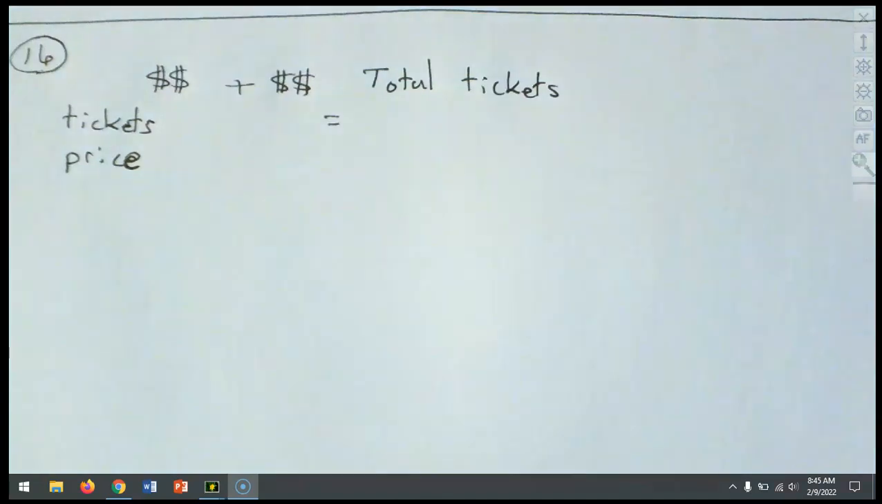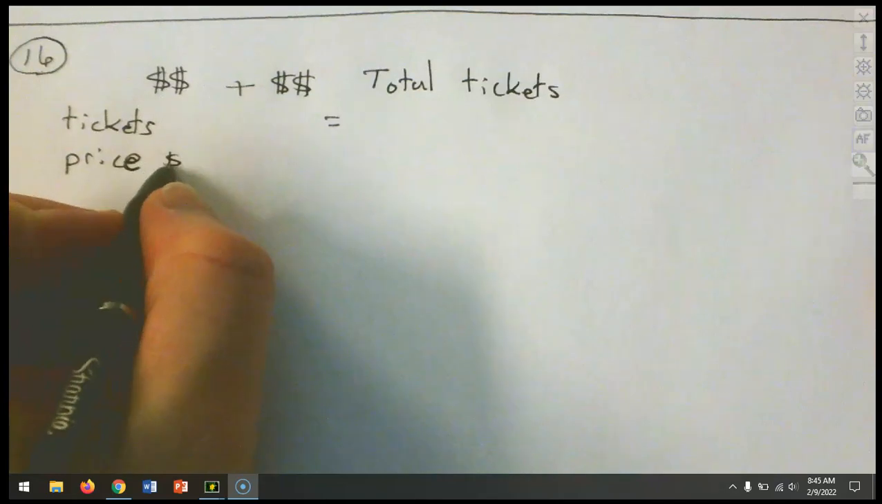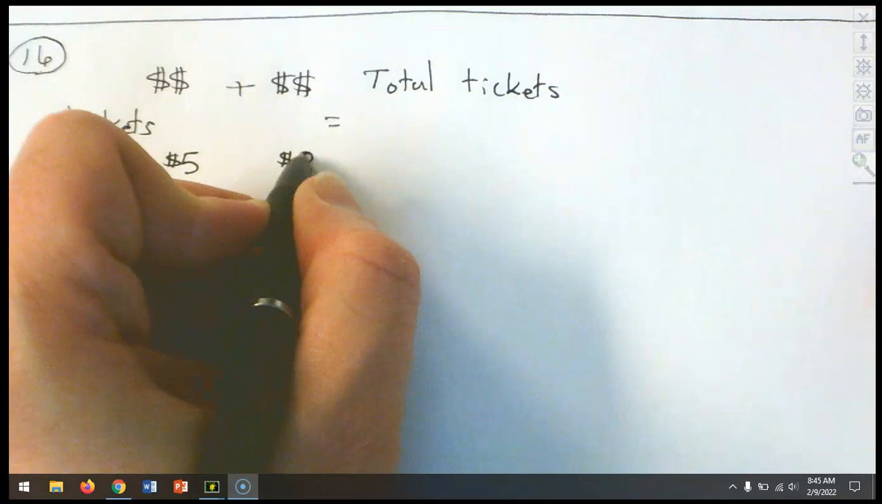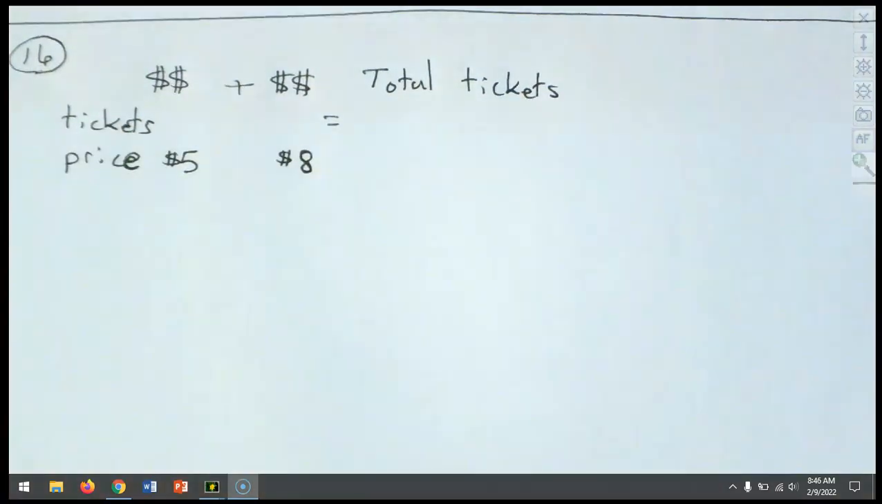So we've got some tickets that we've sold, and we want to know how many of each type we have. Well, we have two types of tickets. We've got tickets that cost $5, and we've got tickets that cost $8. Is everyone okay with that so far? Right? Two types of tickets, and we need a total number of tickets.